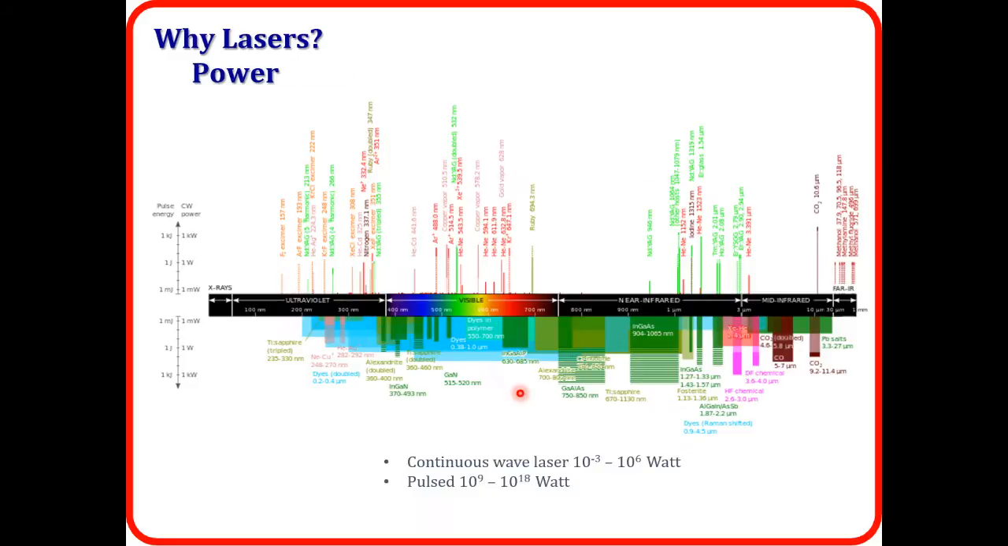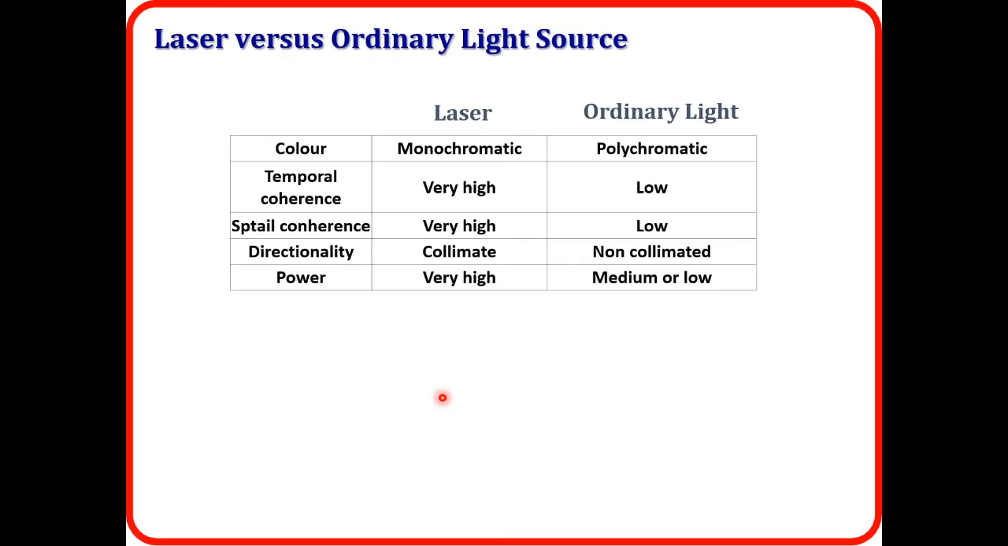Okay, so we already discussed the different lasers available at different wavelengths and energies. Now let's go deep into the lasers. Now we know that lasers are monochromatic, very highly collimated, and power is very high. If you talk about ordinary light, then it's polychromatic, temporal coherence is low, spatial coherence is low, non-collimated, and power is medium or low.